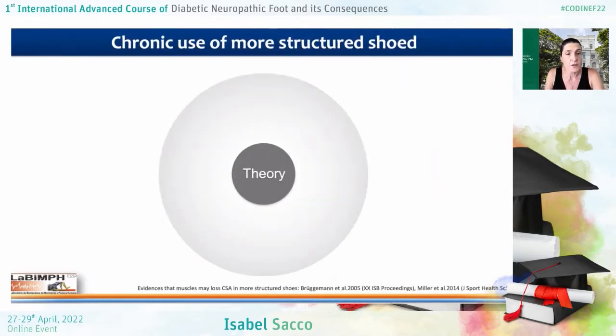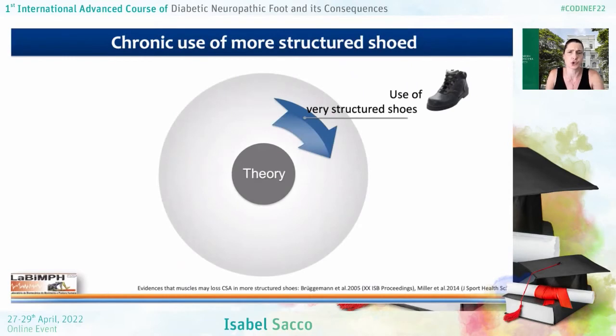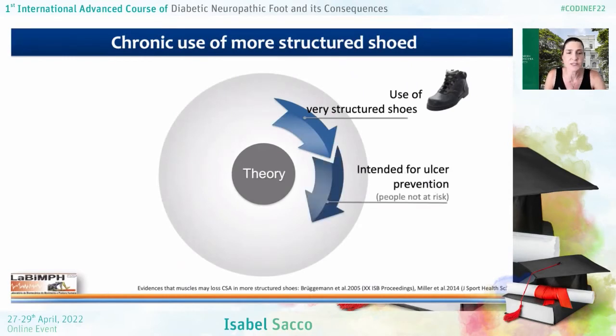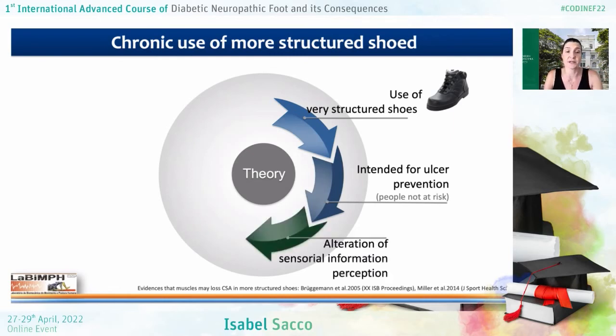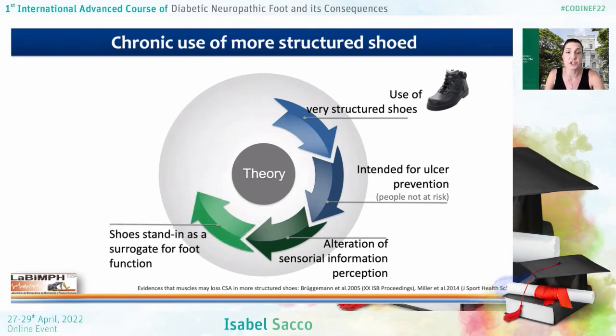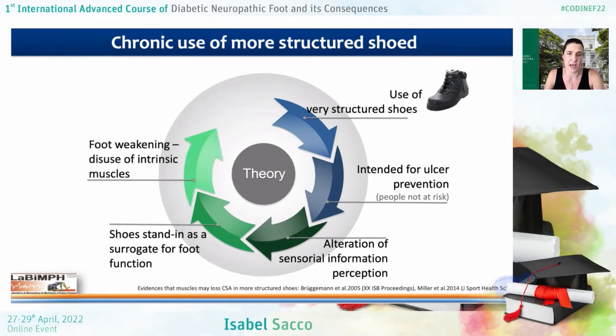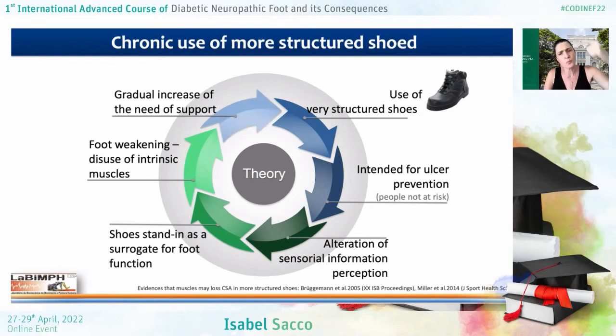In theory, wearing very structured shoes when not at imminent risk, just for prevention, may decrease the awareness of foot position and alter the perception of other afferent information. Keep the foot as a rigid lever and do for your feet what your feet should be doing for themselves, which ultimately ends up weakening them. As our feet become weaker, we need more and more support, and a cycle of dependency is in place.